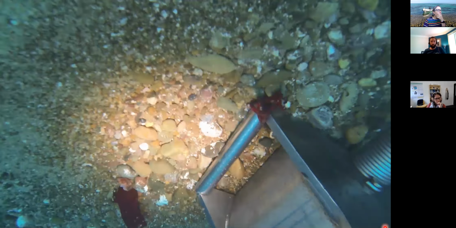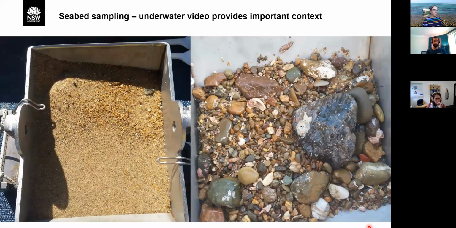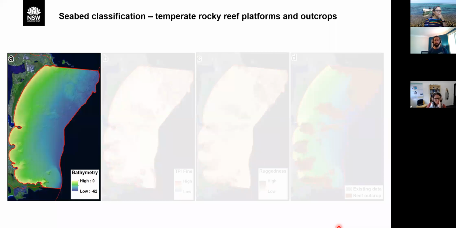And you can see that's exactly where our grab has landed in this case. So if we were to only drop a grab and pull up sand from one of the ripples, or gravel and boulders from one of the swales, we'd get a pretty skewed understanding of what's on the seafloor. So it's still important with all that data to be able to see the seabed, to provide that essential context in terms of the sediment distributions and sediment availability.